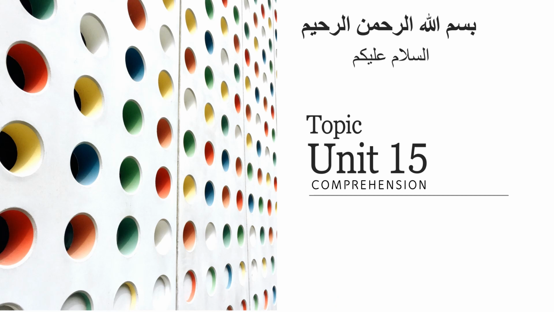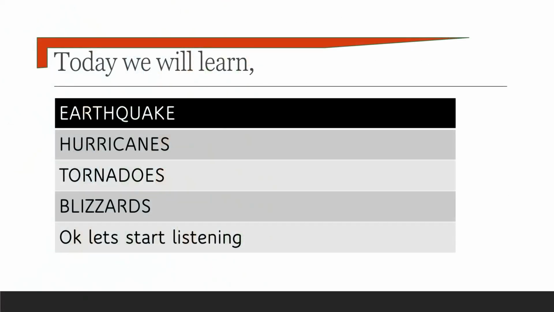So students, our today's lesson is comprehension of unit 15. I will start our comprehension lesson with you. And today in our comprehension lesson, we will learn about earthquakes, hurricanes, tornadoes and blizzards. So students, you have to open your student books on page 150. So let's hear the audio and I will explain this passage to you.